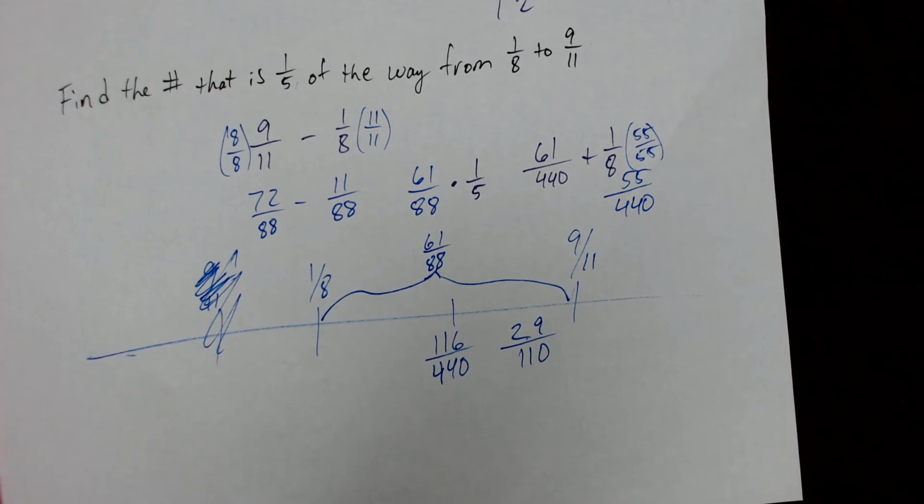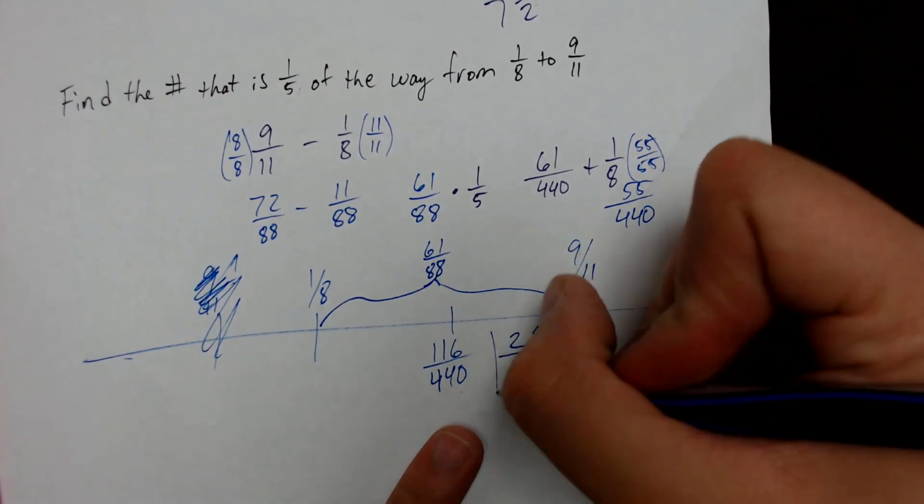Can 29 over 110 be reduced? I don't think so. Hold on, let me think here. It's not divisible by 2. Nope, divisibility rules got us. 29 over 110 is it.